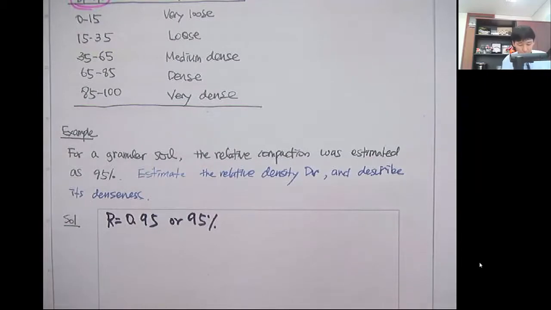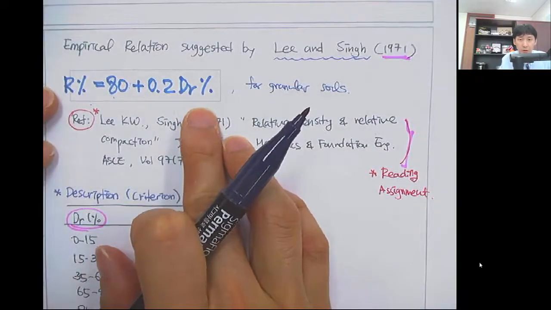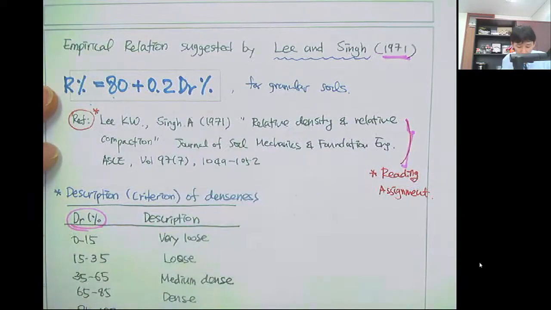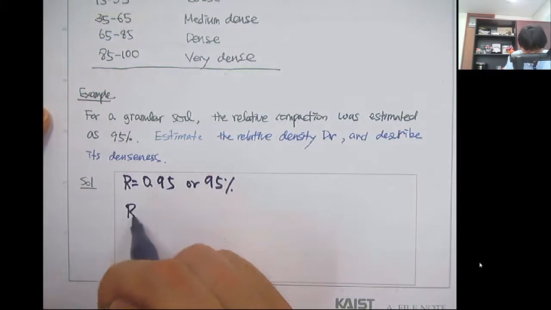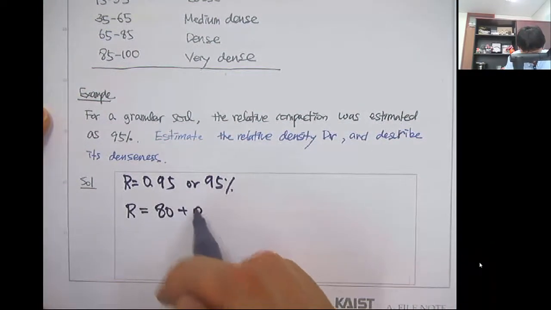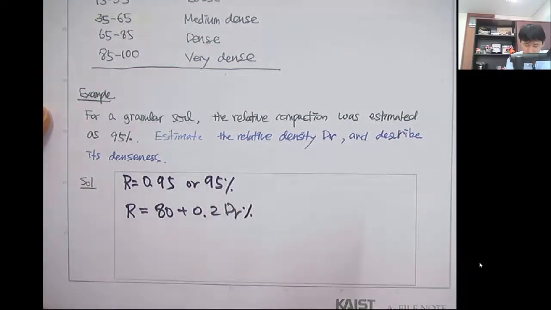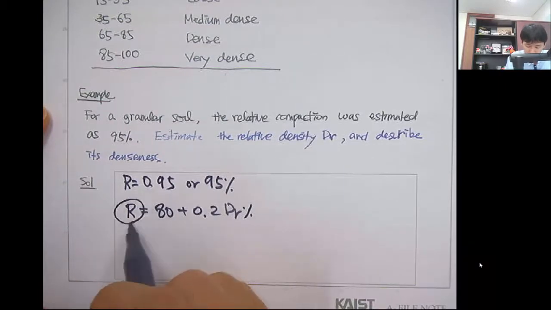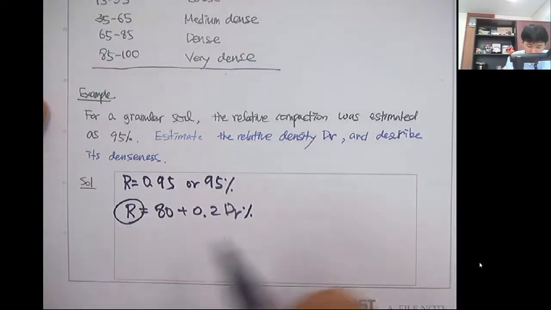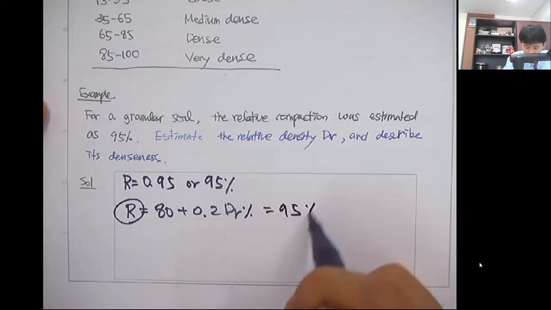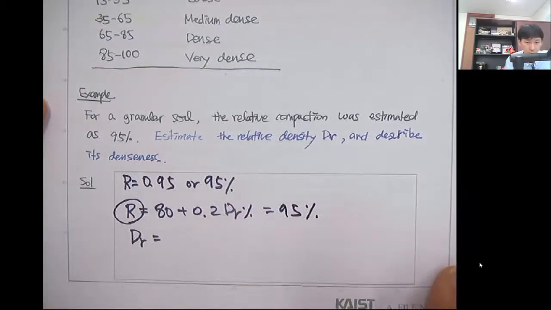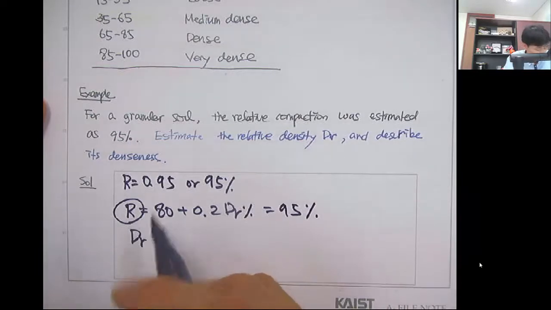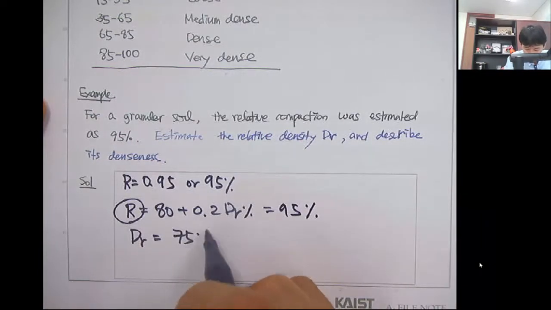And you can use the empirical relation here suggested by Lee and Singh. So we can replace the R with the 95. So this will be 95%. So then Dr is, if you calculate this, then Dr becomes 75%.